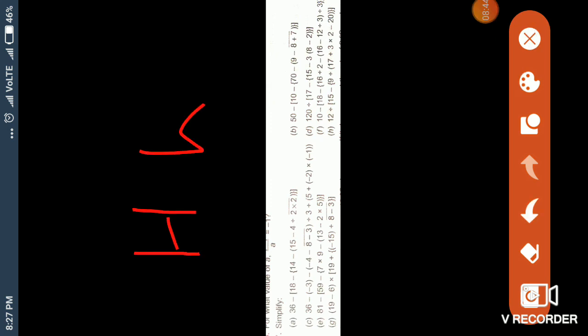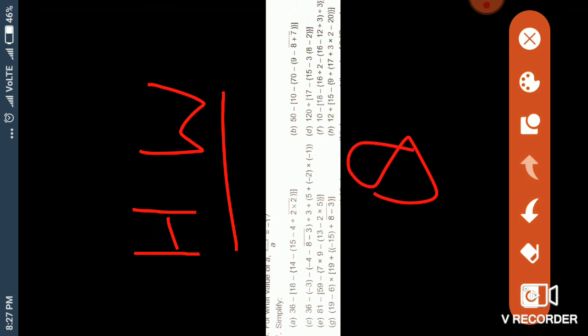What is this? You can easily recognize this is your homework. Understand? You have to solve these 8 questions. Understand? So this is enough for today.